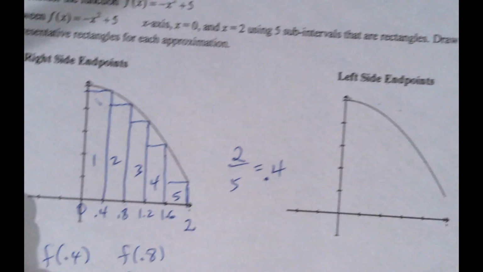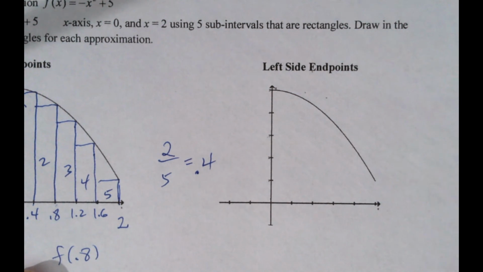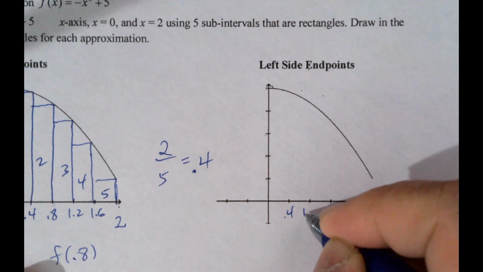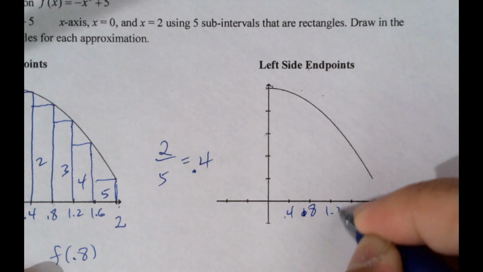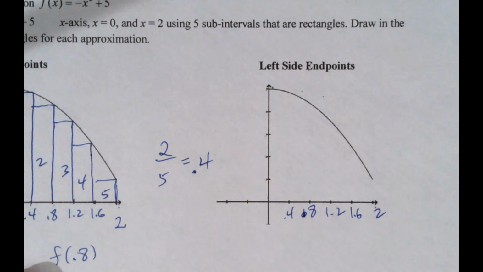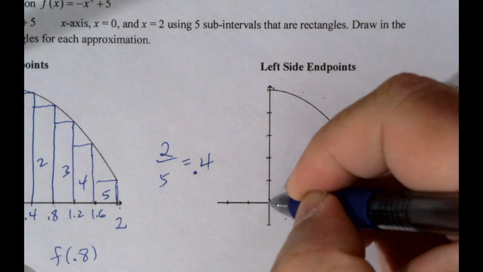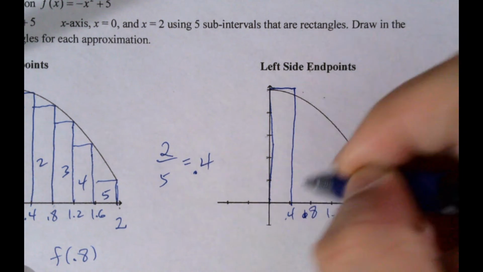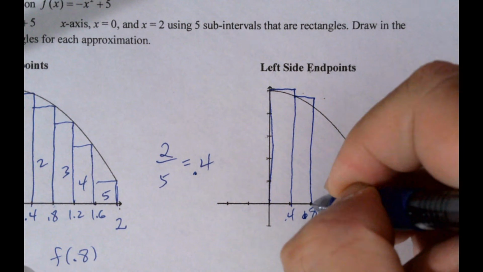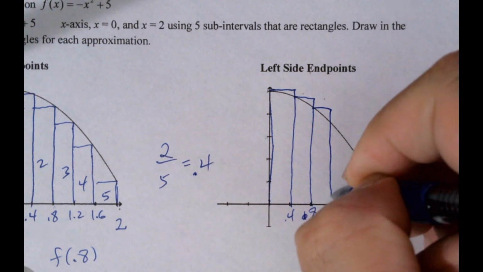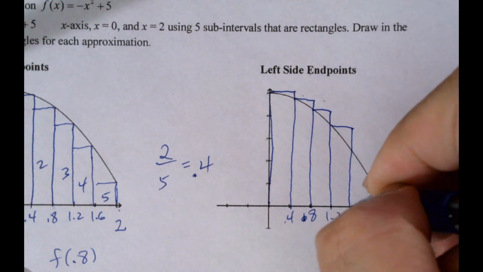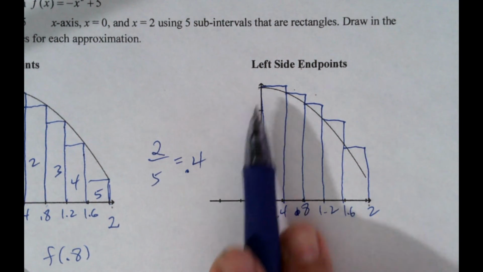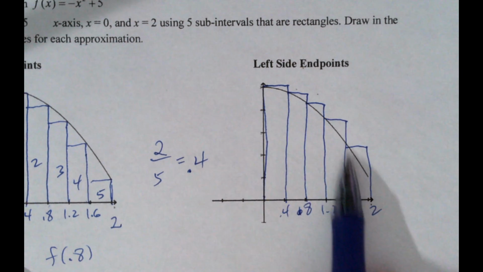Now, let's do the left endpoint. Similar idea. So we have the 0.4, 0.8, 1.2, 1.6, and 2. This time we're doing left endpoint, so we're going to start here, go up, and then go to the right. Up and down, up and down, up and down. All right, so you will notice this is an over approximation because these rectangles are bigger than the curve.